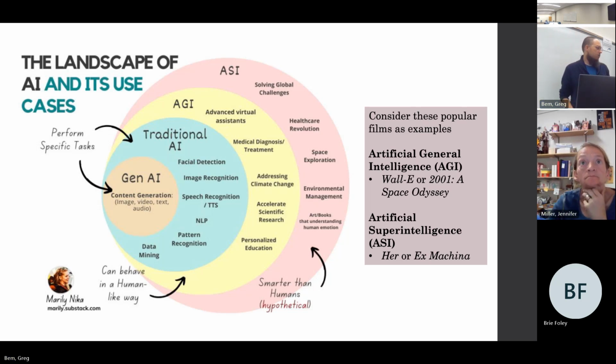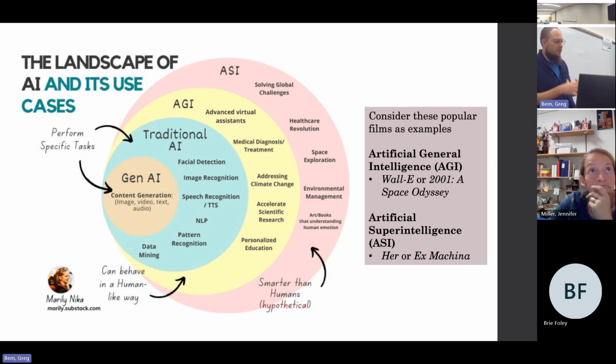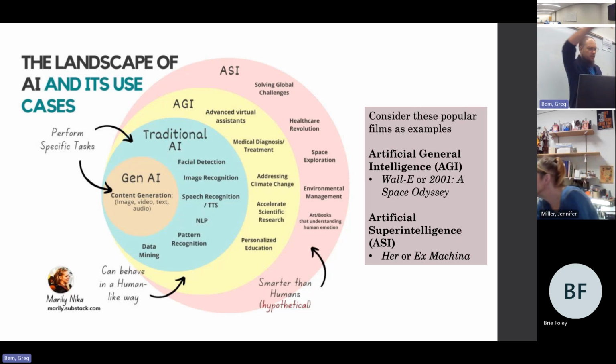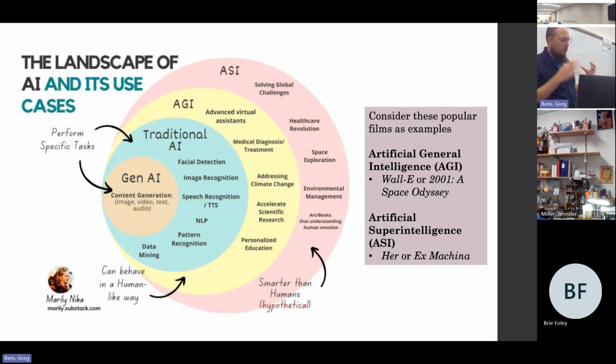So as I mentioned, GenAI is content generation. And GenAI is a more specific or focused version of AI, and it fits in this grand view of AI that's described here. So when we look at GenAI, we're thinking about image, video, text, audio, or content generation.